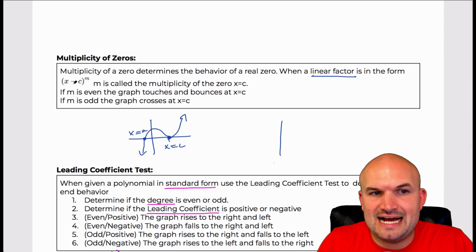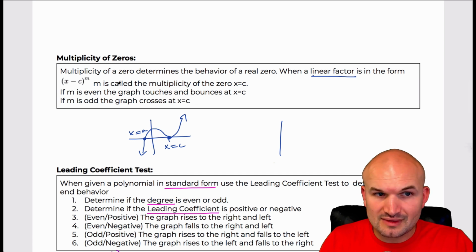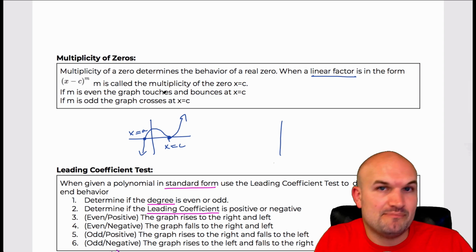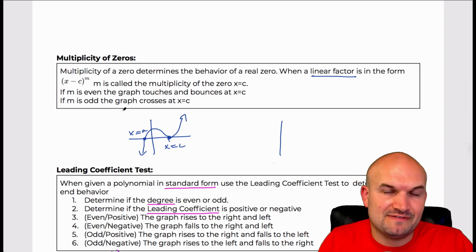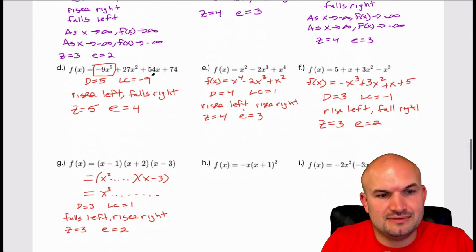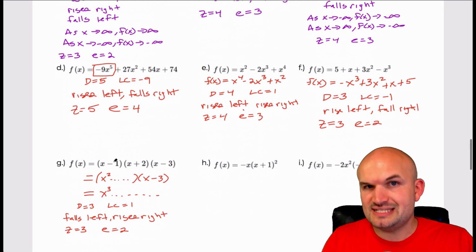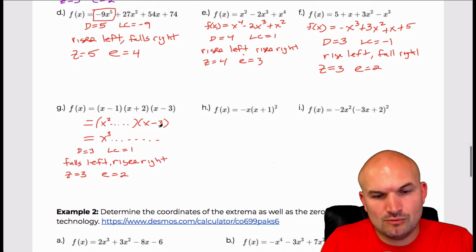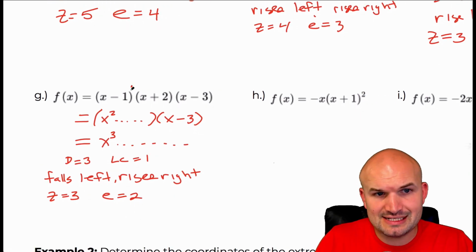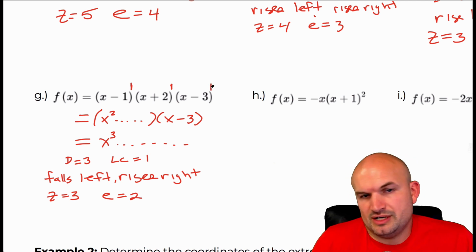When I have something in the form x minus c raised to the m, where c and m are numbers, m is represented as our multiplicity. And if m is even, that means the graph bounces, or if m is odd, that means the graph is going to cross at our value. So in this case, you can see here I have x minus 1. So we could say 1 is equal to c, right? Now, you might be thinking, well, there's no number that it's being raised to. Well, we don't write it if it's a 1, because if it's just raised to the 1, it's just there. So we usually don't write it.